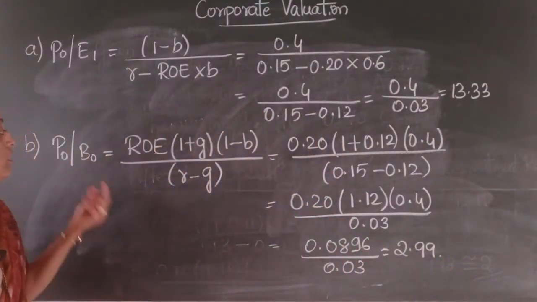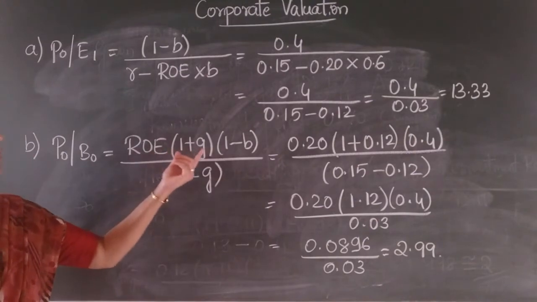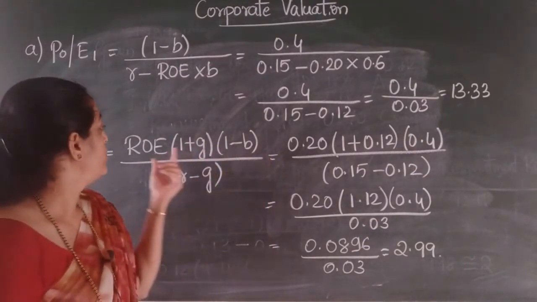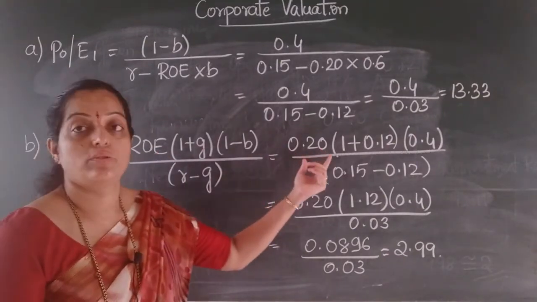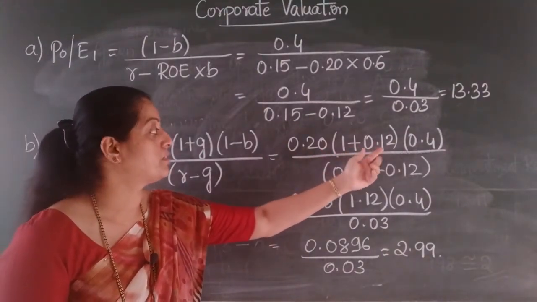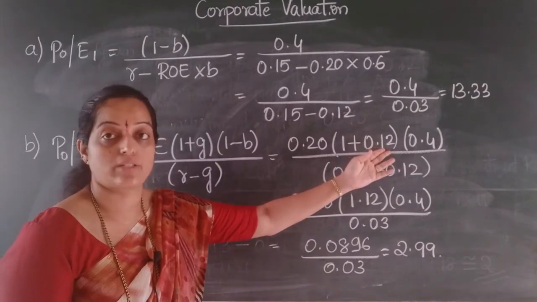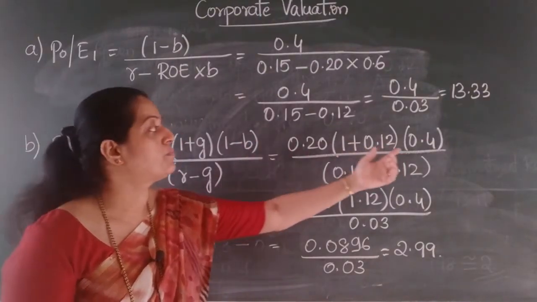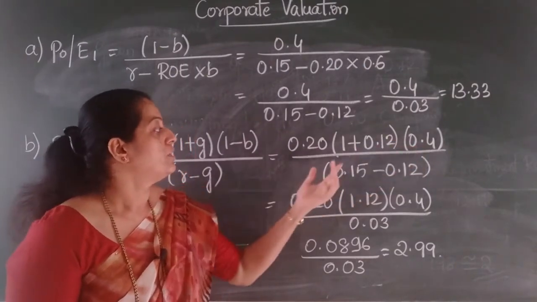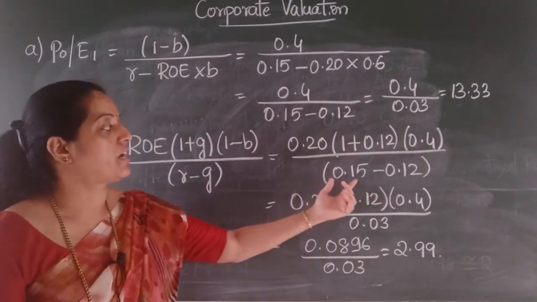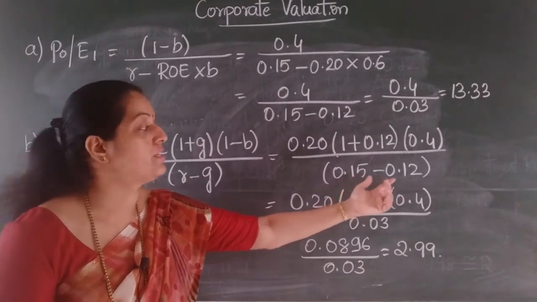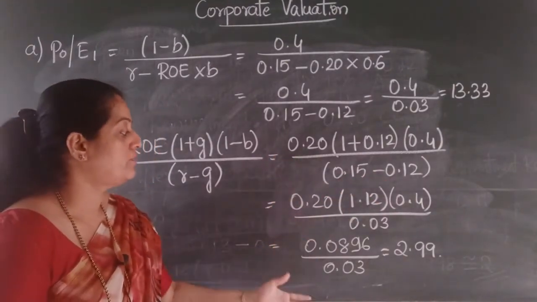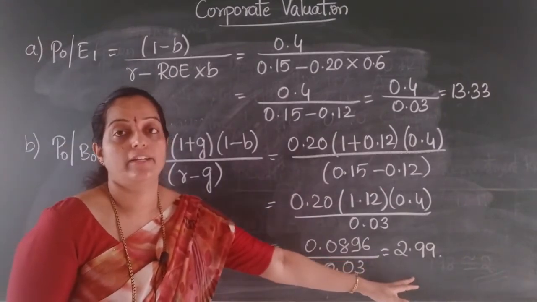Once again I will explain. PB multiple is ROE into 1 plus G into 1 minus B divided by R minus G. ROE, that is return on equity, is 0.20, 20%. 1 plus growth rate is 0.12, that is 12%. 1 minus B is the dividend payout ratio, that is 0.4, divided by R minus G, that is 0.15 minus 0.12. So we have solved this and got the answer as 2.99.